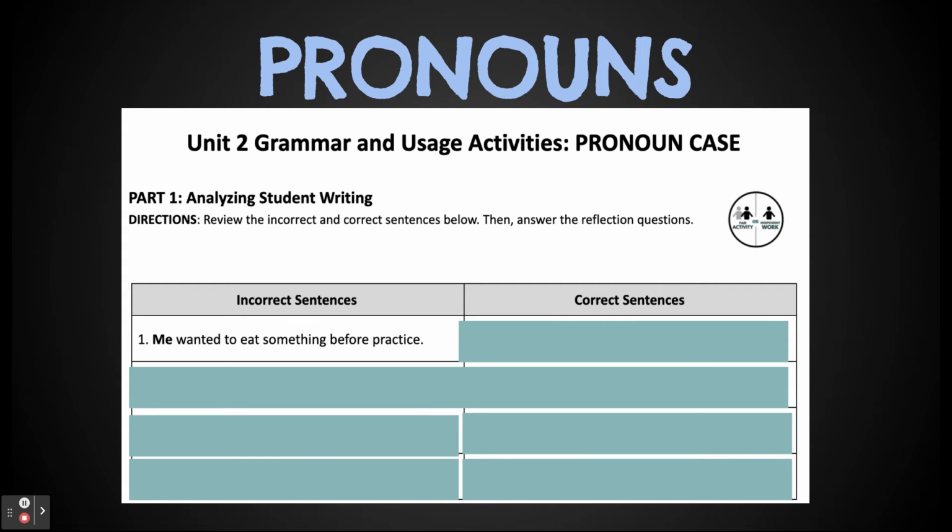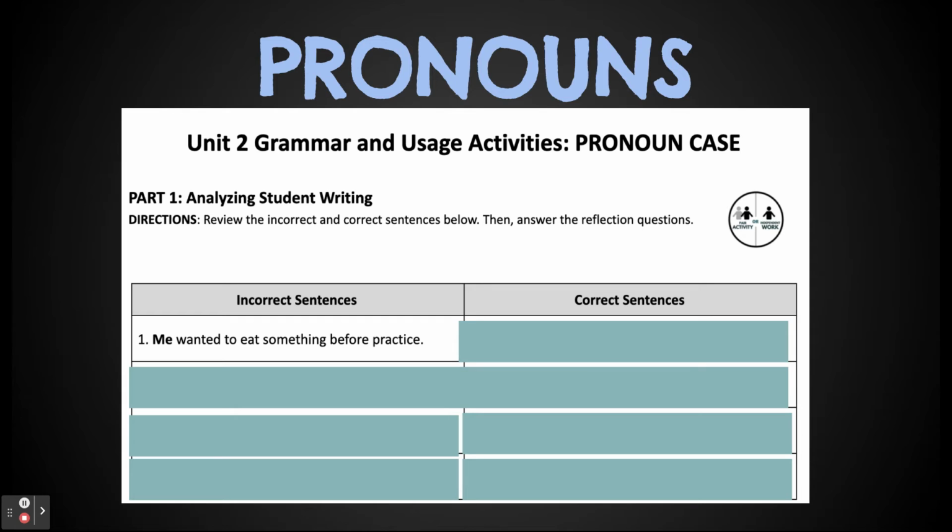Part one, analyzing student writing. So, what we're going to do is I'm going to read some incorrect sentences to you, and then I want you to notice the correct version of those sentences. Focus on the pronouns, and I'm going to point those out to you. And then when we're done, you're going to answer two reflection questions, okay?